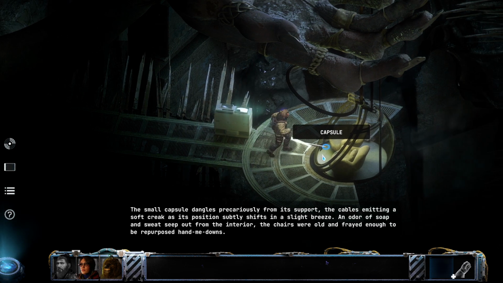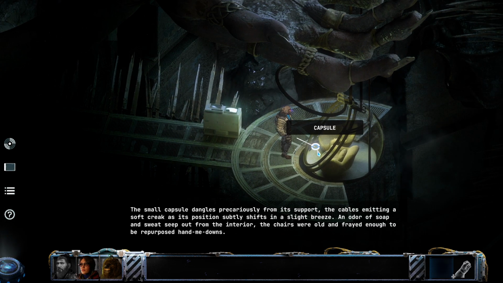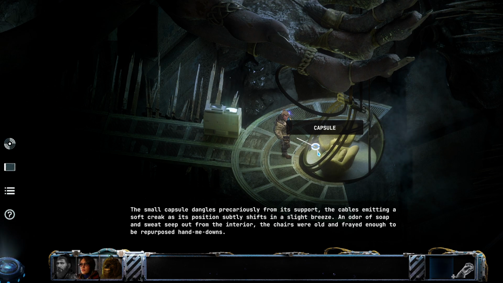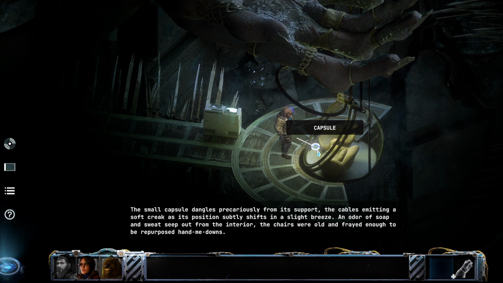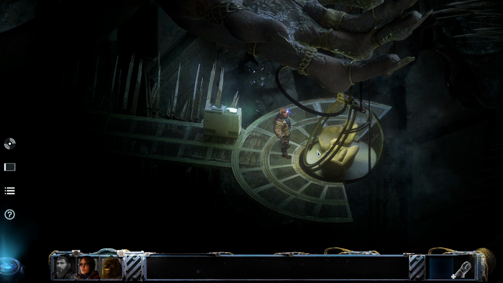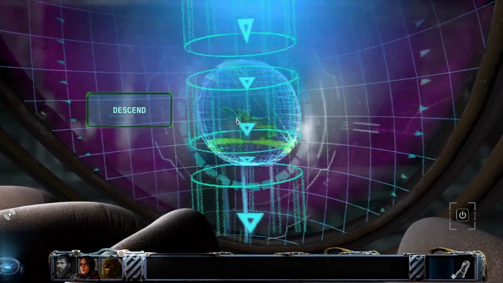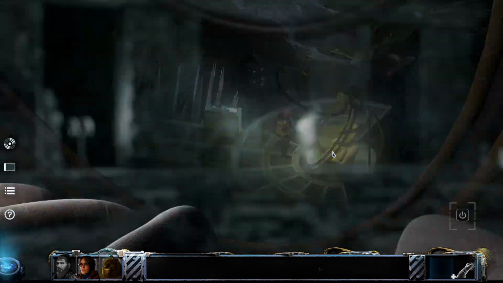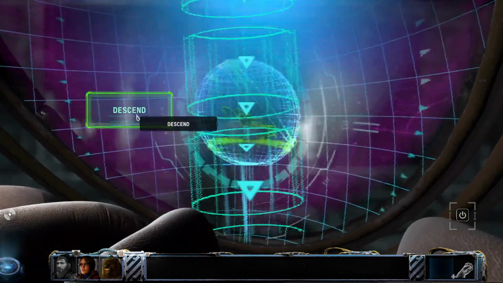Well, okay, this can't possibly be a bad idea. The small capsule dangles precariously from its support. The cable's emitting a soft creak as its position subtly shifts in a slight breeze. An odor of soap and sweat seep out from the interior. The chairs were old and frayed enough to be repurposed hand-me-downs. Okay, close interface just gets you back out. That's a weird way for that button to be labeled. I think we can descend. I think we're okay to go.